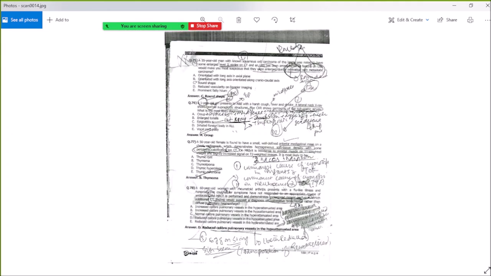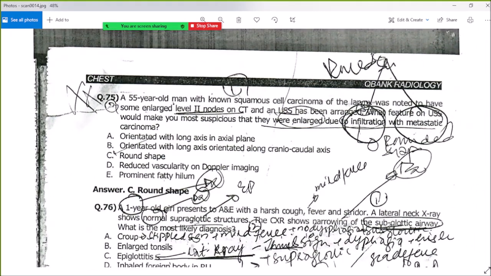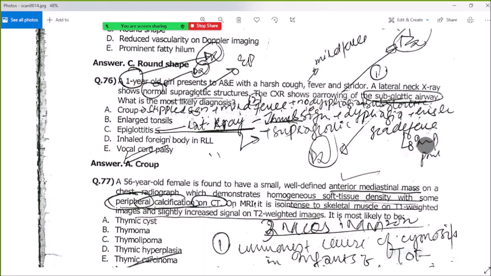Question 175. A 35-year-old man with known squamous cell carcinoma of the larynx was noted to have some large level 2 nodes on CT, and ultrasound has been arranged. What feature on ultrasound would make you most suspect that they were enlarged due to infiltrating metastatic carcinoma? Round shape. Round shape means metastatic carcinoma. Squamous cell carcinoma has enlarged level 2 lymph nodes. Rounded shape is malignant.